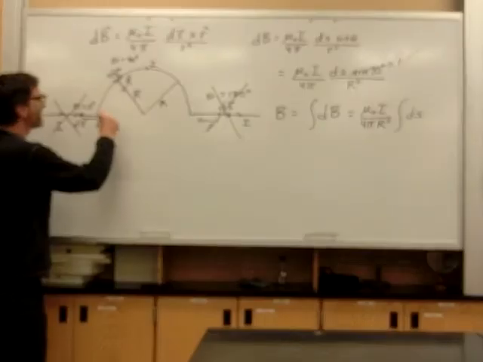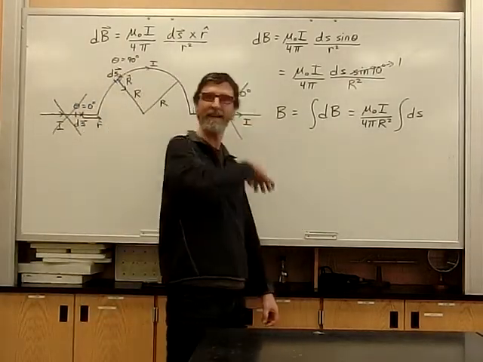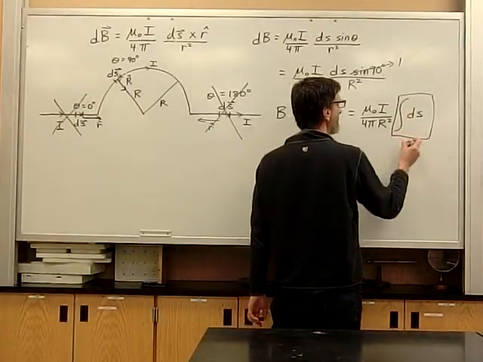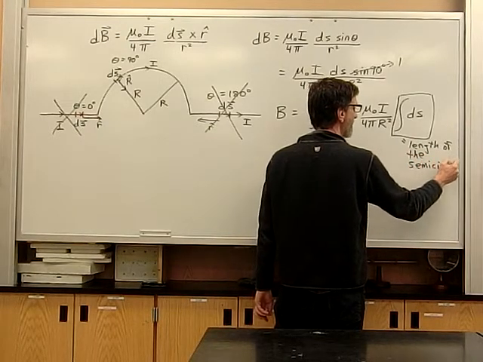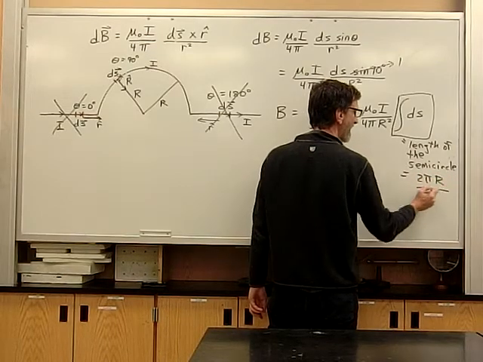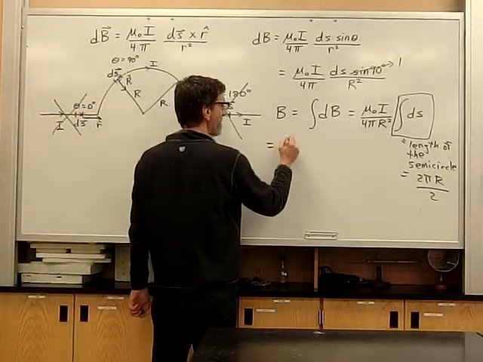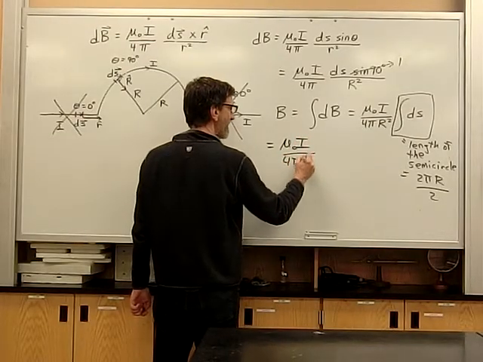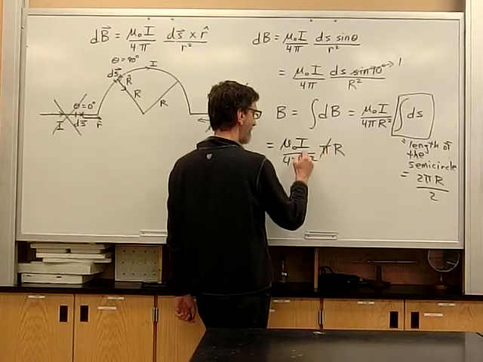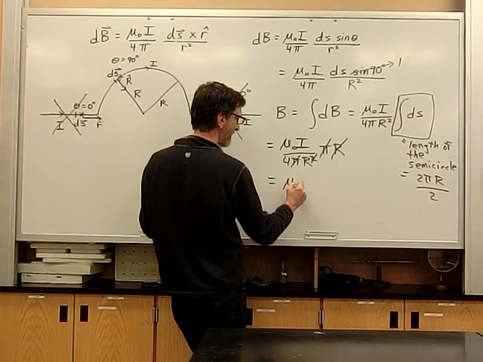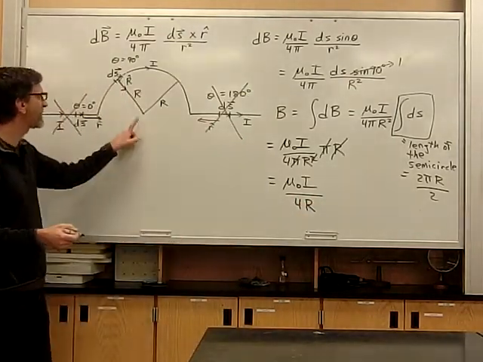Okay, so the integral of ds is quite easy. It's the sum of all the ds's that make up this semicircular arc. So the integral of ds is simply the length of that arc, which is the circumference divided by 2 in this case. Circumference is the distance around a circle, and this is half of a circle. So we can write that the magnetic field is mu naught I over 4 pi R squared times the integral of ds, which is 2 pi R over 2. So that's just pi R. I can cancel a pi, I can cancel an R, and you get an equation that looks like this: mu naught I over 4R. That is the magnetic field magnitude at the center of the circle.